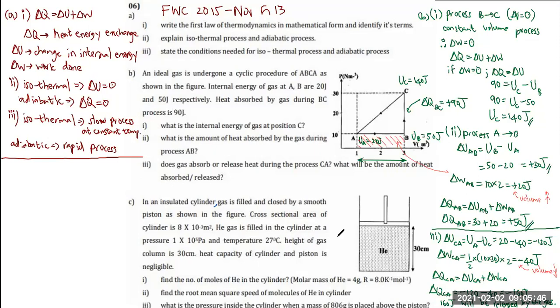And the temperature is 27 degrees Celsius. Height of the gas column is 30. So they have given us the area and the height so that we can find the volume, and heat capacity of cylinder and piston negligible. First of all, find the number of moles of helium in the cylinder.